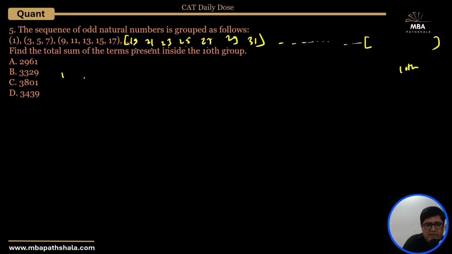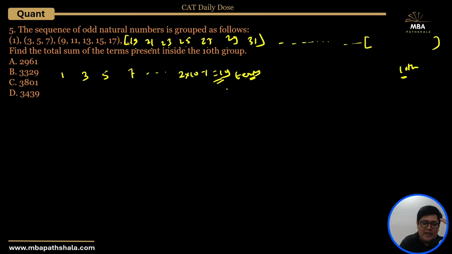The number of terms is 1, number of terms is 3, number of terms is 5, number of terms is 7. How many terms can I expect? 2 into 10 minus 1. That is how we calculate the odd numbers. I expect there to be 19 terms.